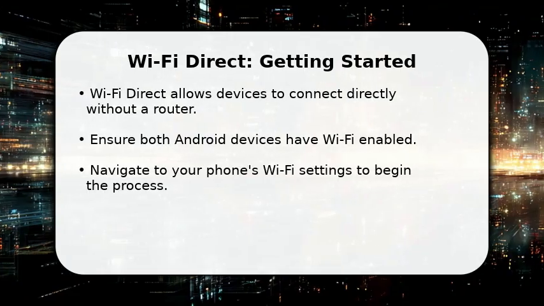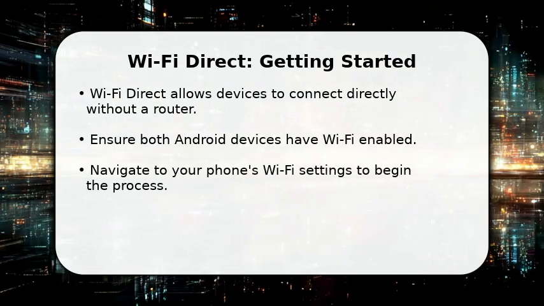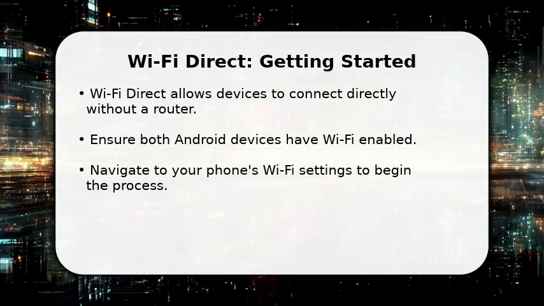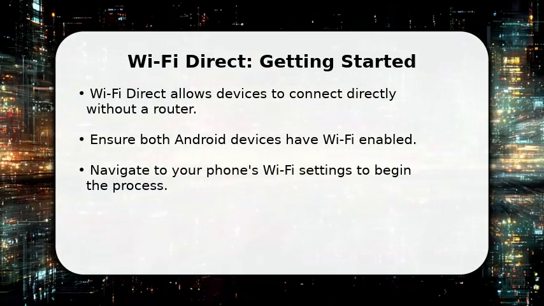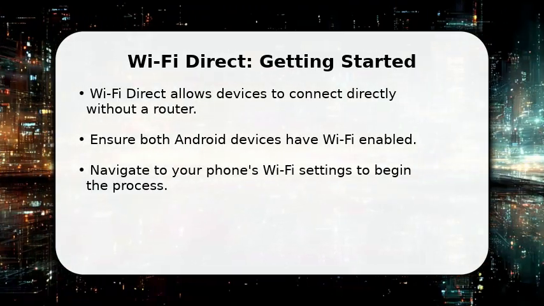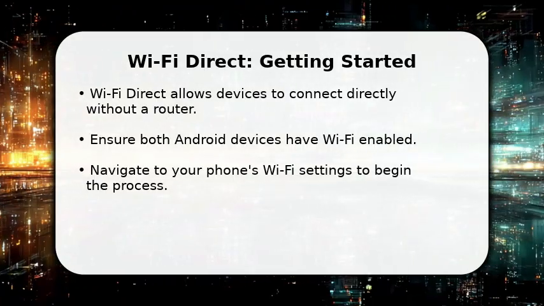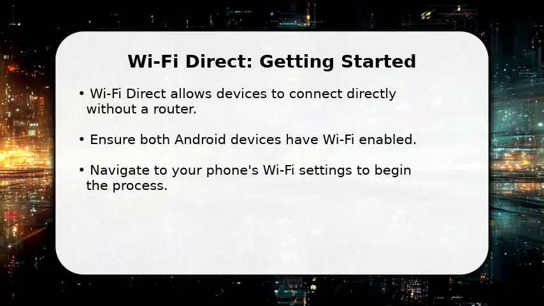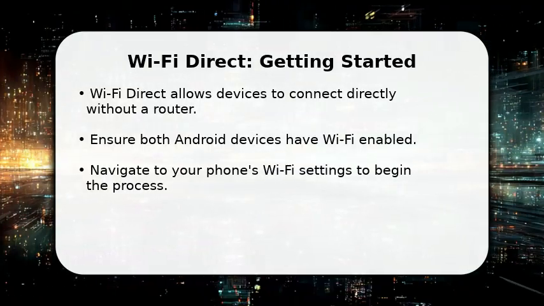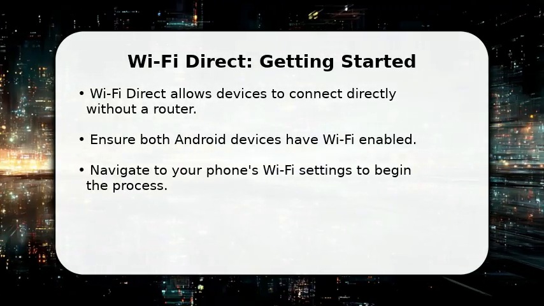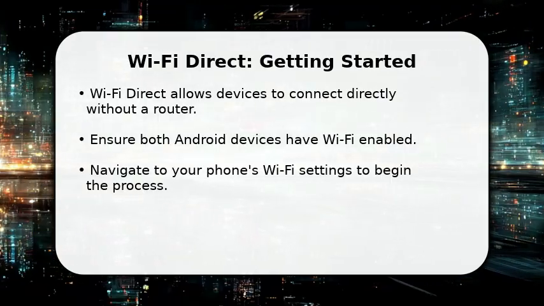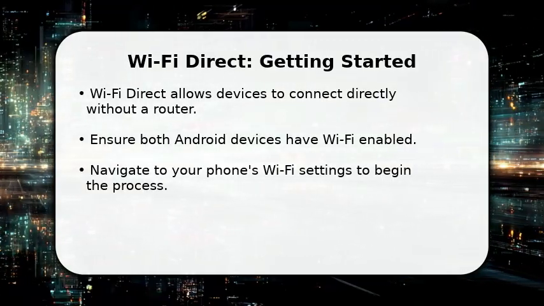In this video, I will explain how to use Wi-Fi Direct on an Android phone. To begin, ensure both your Android devices have Wi-Fi turned on. Then, open your phone settings and navigate to the Wi-Fi section. This is where you'll find the option to initiate a direct connection between devices without needing a router. It's a simple first step to enable fast, local file sharing.